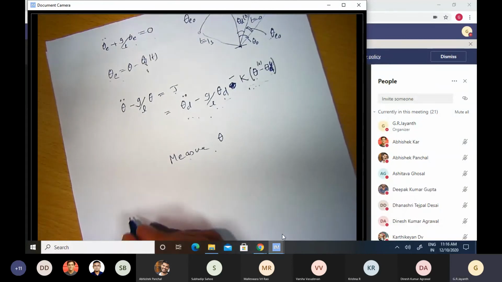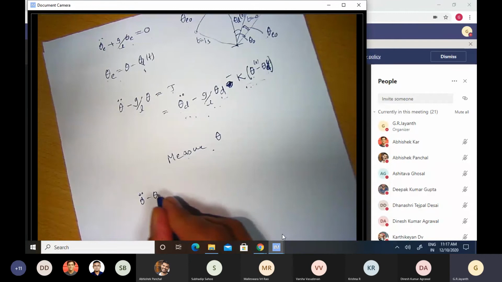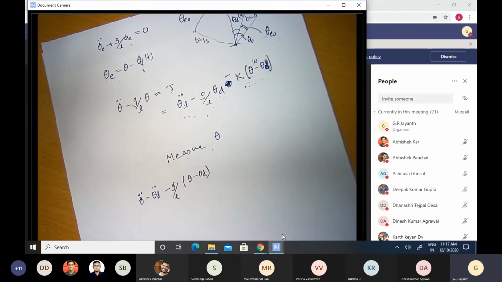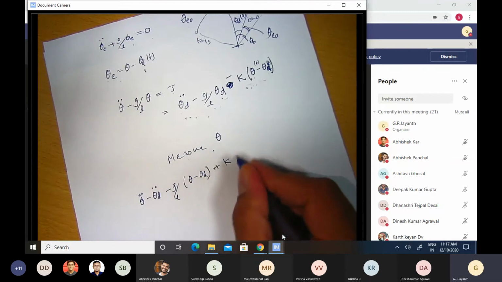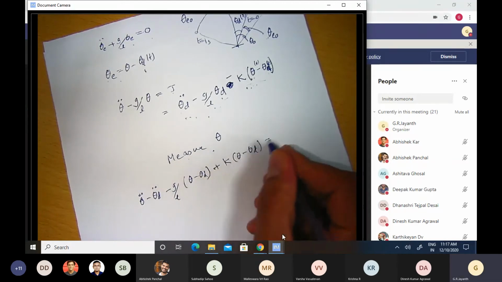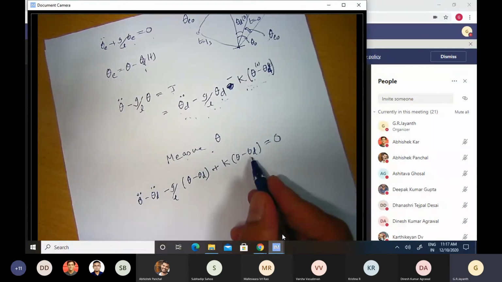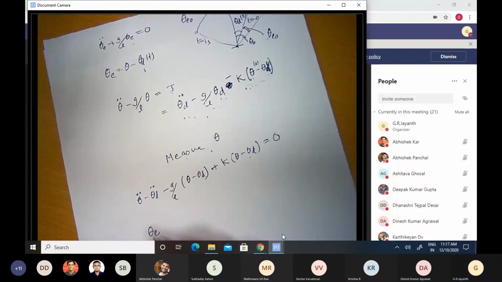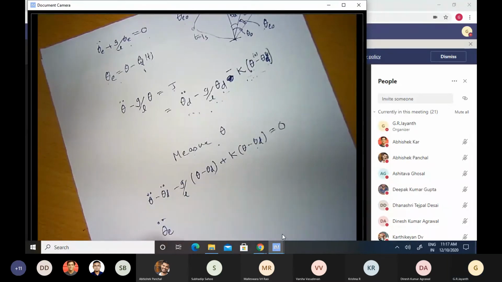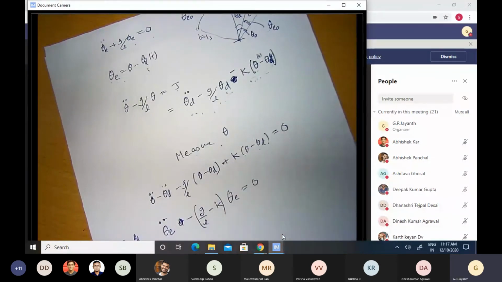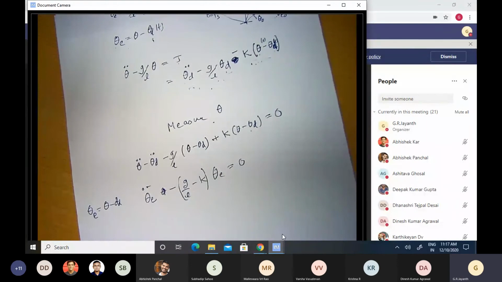Okay, so let us work out the error dynamics in this case. So theta double dot minus theta d double dot minus g by L times theta minus theta d, plus k times theta minus theta d is equal to 0. That's going to be the error dynamics. If I define theta e as theta minus theta d, then theta e double dot minus g by L minus k times theta e is equal to 0. Okay, this is the equation that I get.